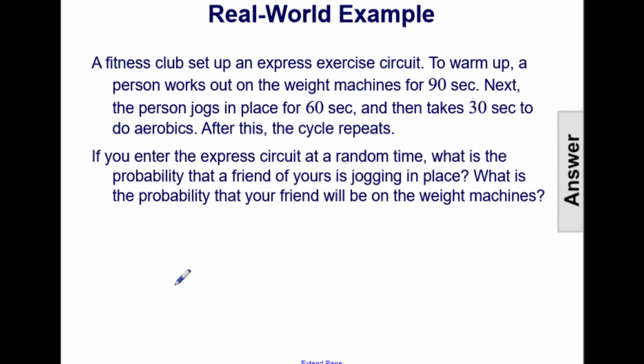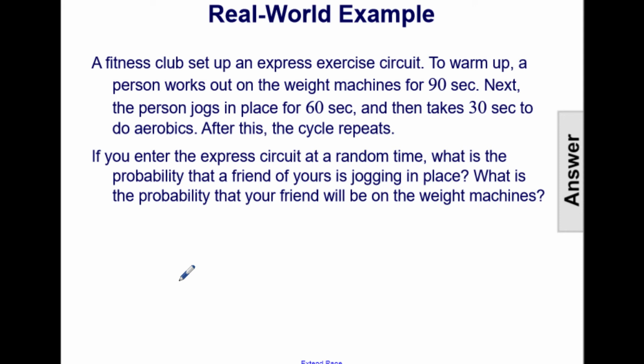Here's another example of using probability and length. A fitness club set up an express exercise circuit. To warm up, a person works out on the weight machines for 90 seconds. Next, the person jogs in place for 60 seconds and then takes 30 seconds to do aerobics.